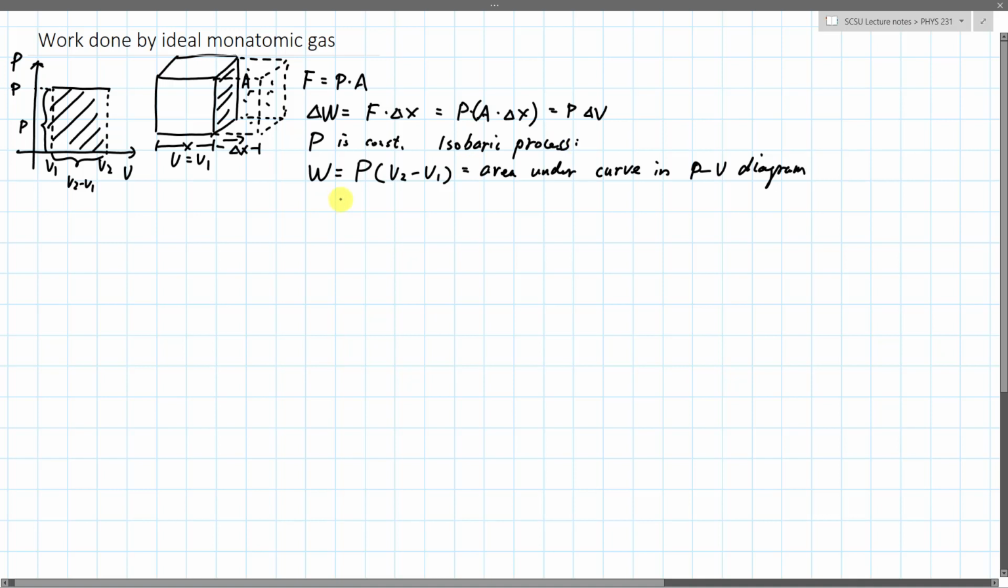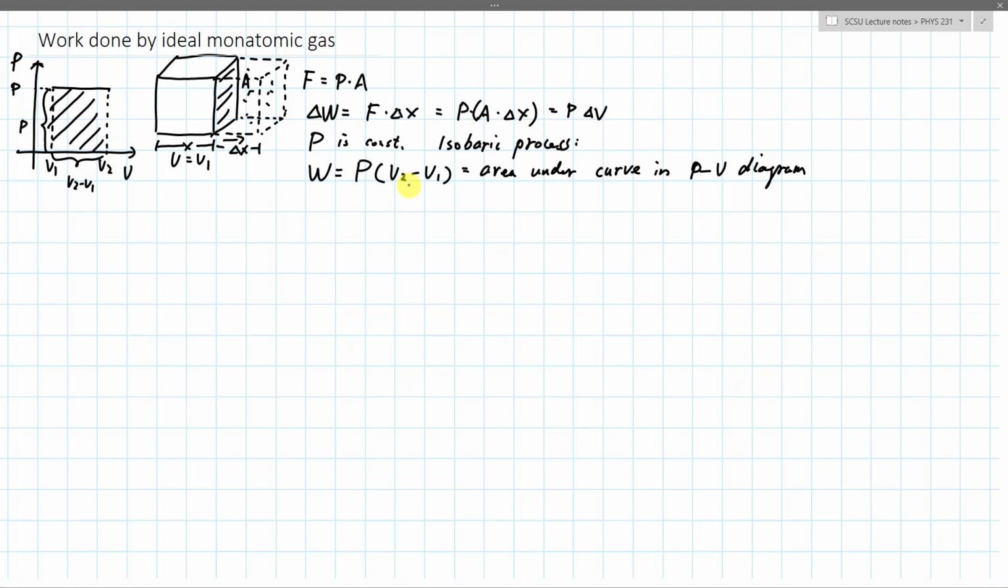We have work done is equal to pressure times volume 2 minus volume 1. If you're expanding, then you're doing work as gas. You're doing work to the outside. If you're contracting, outside does work to you.